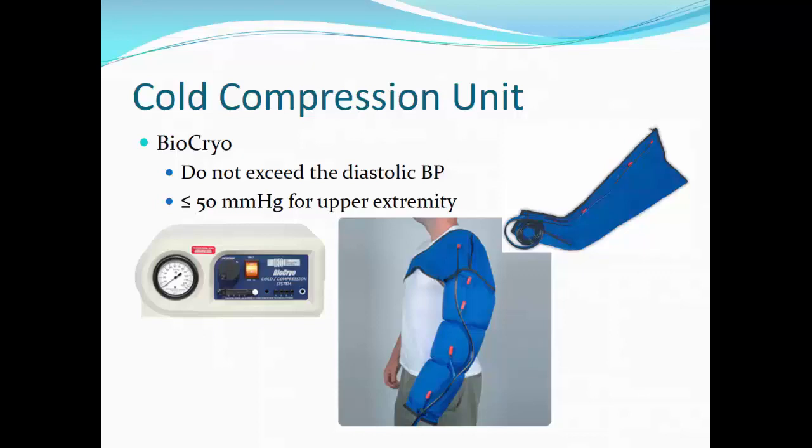Before the treatment, you must take the patient's blood pressure. The pressure setting for the unit should not exceed the diastolic blood pressure of the patient. When setting the unit for the upper extremity, the pressure should be less than 50 millimeters of mercury.